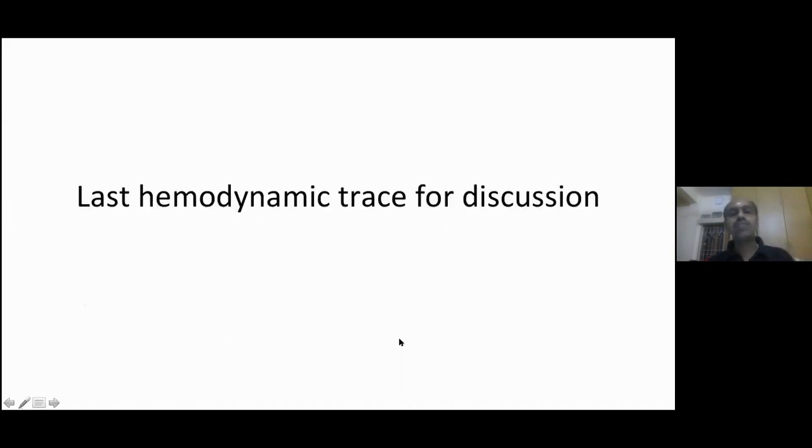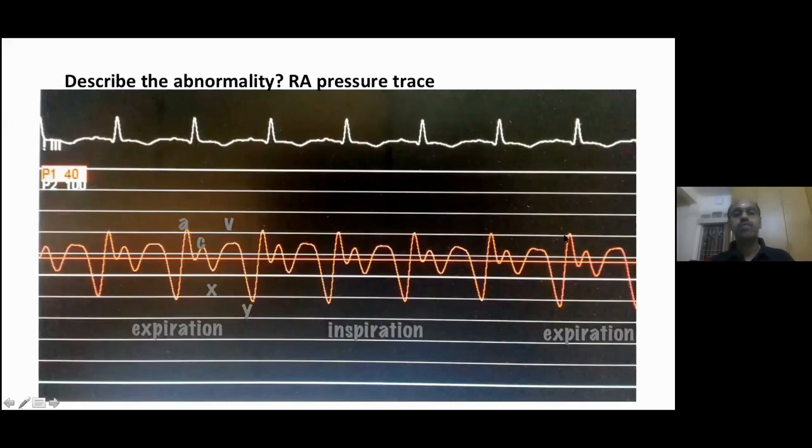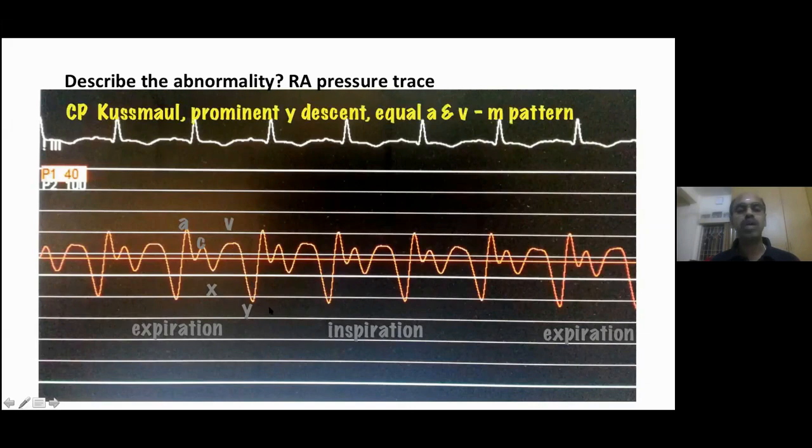The last hemodynamic trace for discussion, which many of the postgraduate students wish to hear. Right atrial pressure curve shows mean pressure is elevated at around 25 millimeters of mercury with a sharp Y descent. No inspiratory and expiratory variations. Lack of inspiratory fall in the RA pressure is defined as Kussmaul sign.